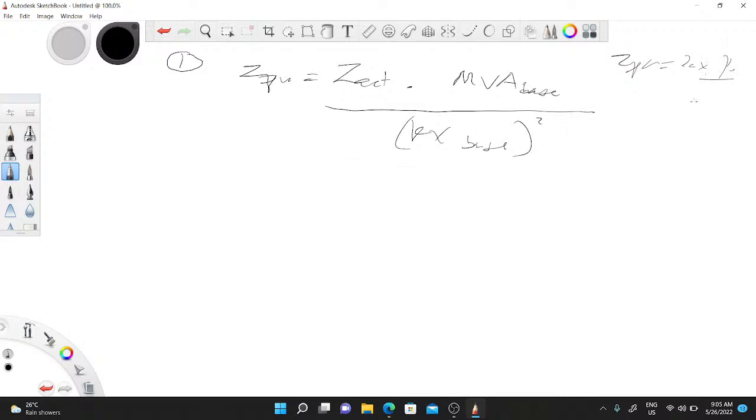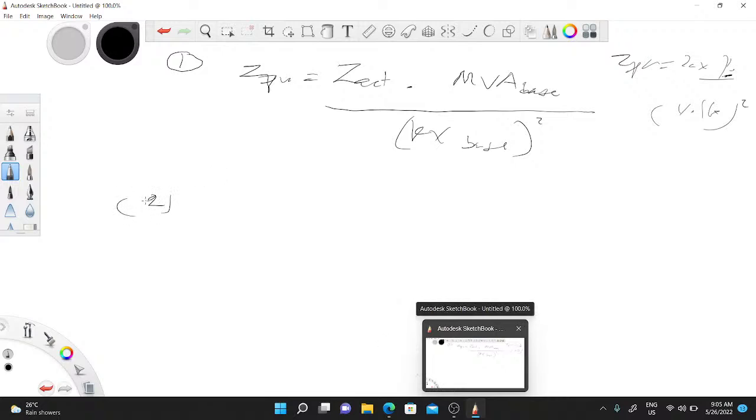Power over voltage squared. Knowing that my power is in MVA and my voltage is in kilovolts. So that is power over voltage squared. Power must be in MVA. Voltage must be in kilovolts. So that is one scenario.